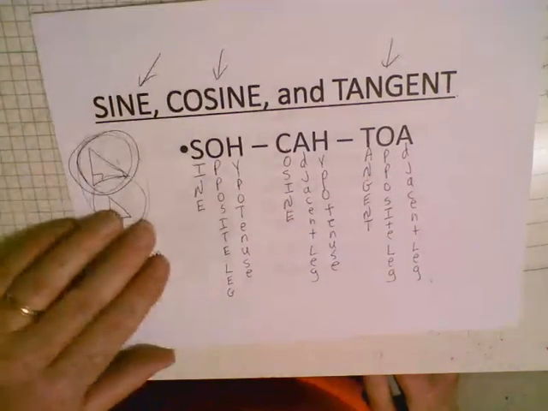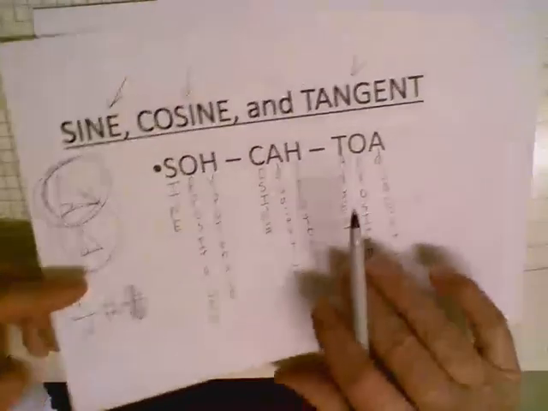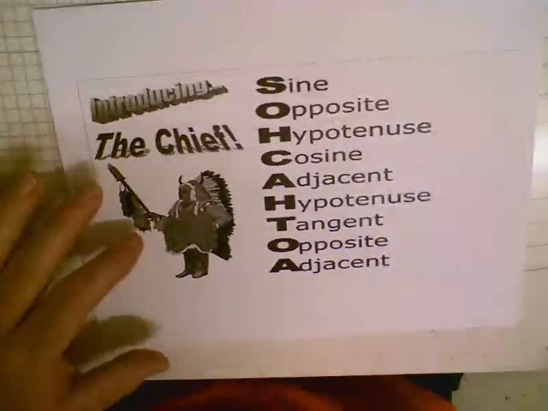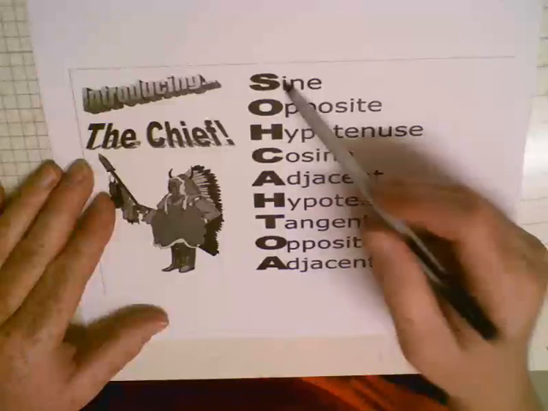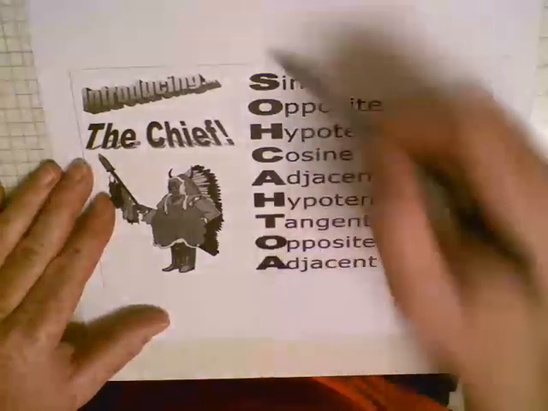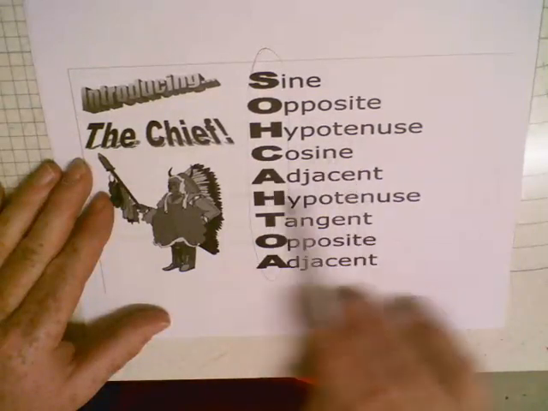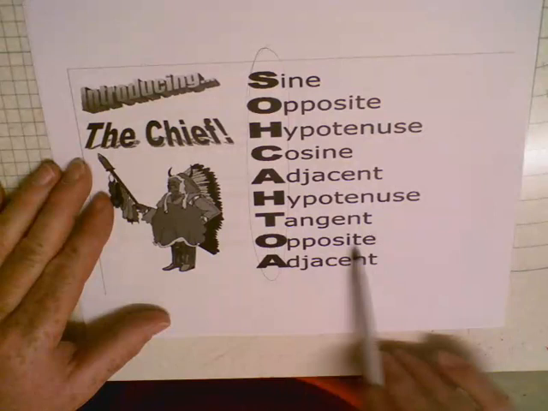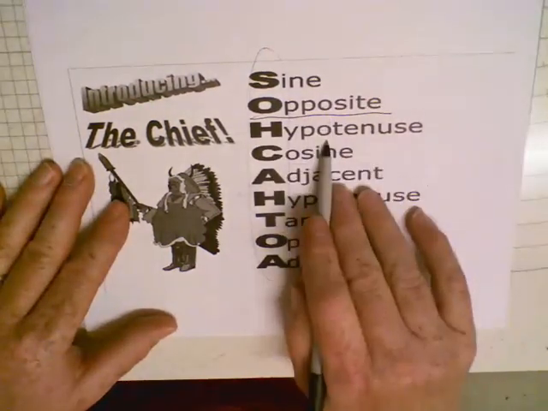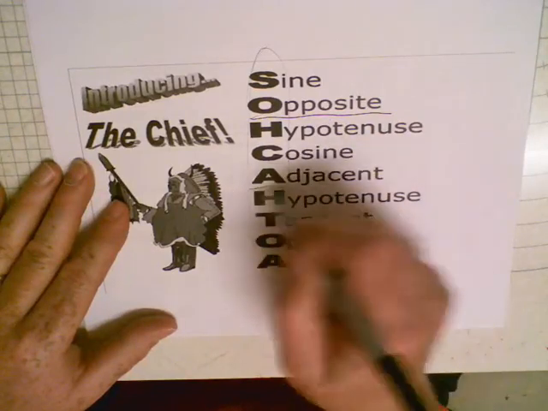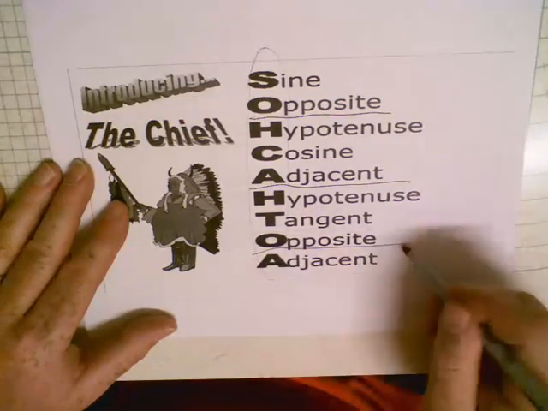Again, I know that doesn't make a whole lot of sense yet, but we're going to label triangles and do stuff, and hopefully it'll make more sense. Just use SOHCAHTOA to help you remember. Sine is opposite over hypotenuse, cosine is adjacent over hypotenuse, tangent is opposite over adjacent. So sine equals opposite over hypotenuse, cosine equals adjacent over hypotenuse, and tangent equals opposite over adjacent.